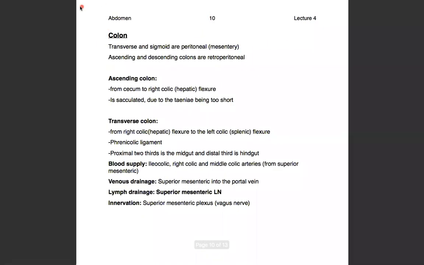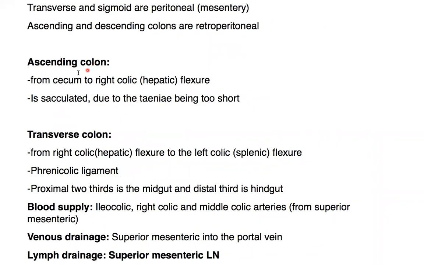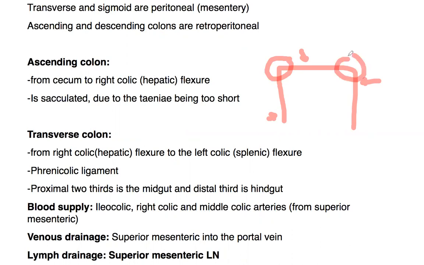Okay, so when it comes to the ascending colon, it starts from the cecum to the right hepatic flexure or right colic flexure. This is something that could be an area of question. If this is the ascending colon, this is the transverse colon, and this is the descending colon, we have two areas where the colon changes in direction, and we call them flexures. So the area where the colon changes in direction is known as a flexure.